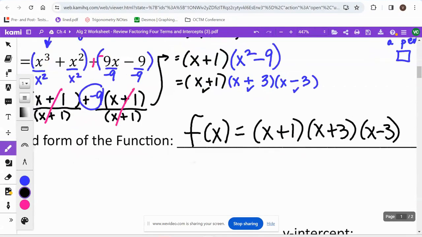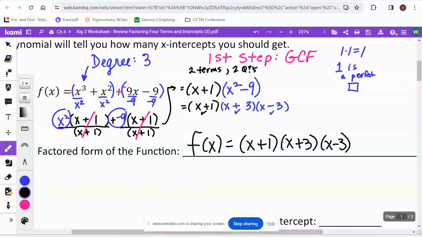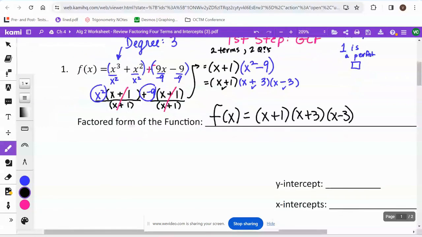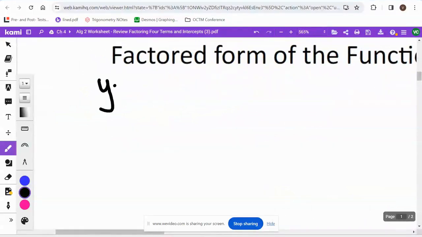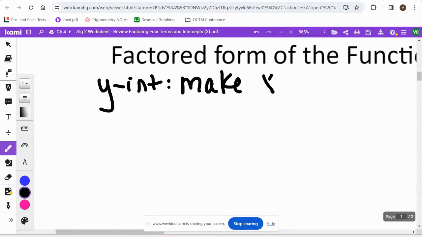The next step for each of these says to find the y-intercept. Before I find the y-intercept, somebody explain how we always find y-intercepts. Make what 0? X equals 0, right? So I'm going to do f of 0. I'm going to plug in 0 for every single x in the equation.